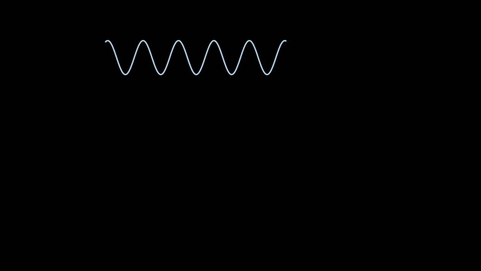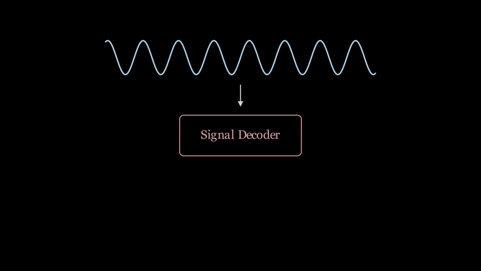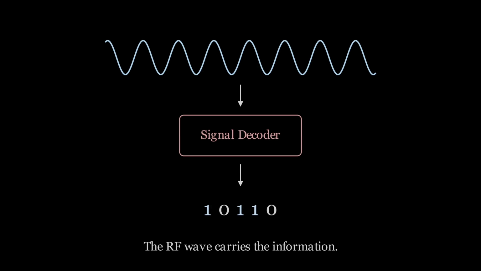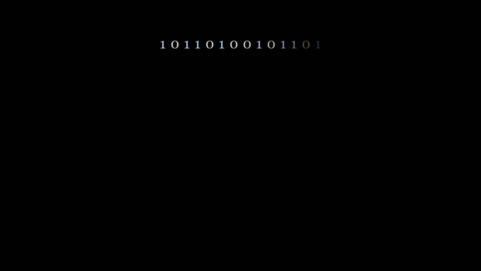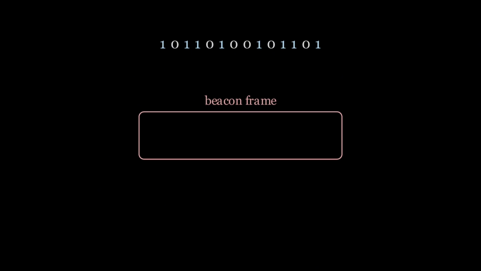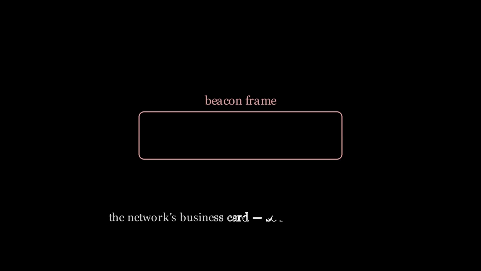That wave in the air isn't just noise, it's carrying information, ones and zeros encoded into the signal. The MOROS receives that wave and turns it back into digital data. The signal carries information and the firmware decodes it. Those bits are not random. They snap together into a frame, a beacon. Every access point shoots one of these about 10 times a second. It's the network's business card.